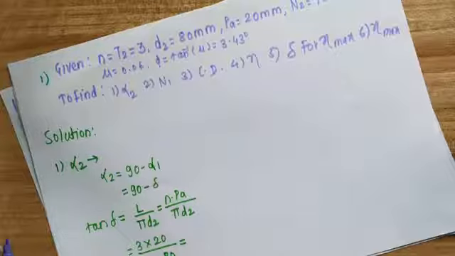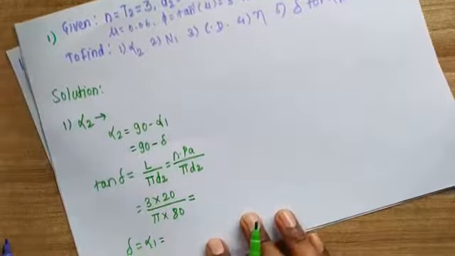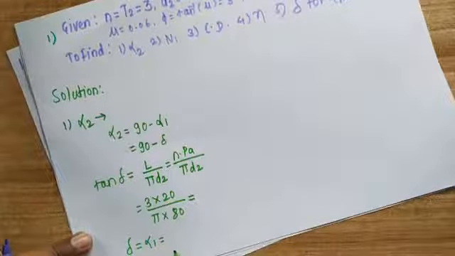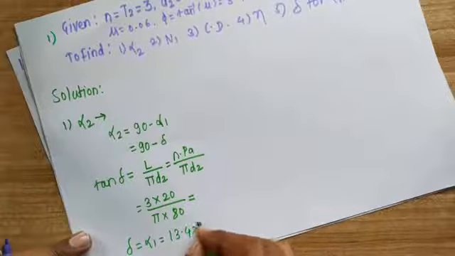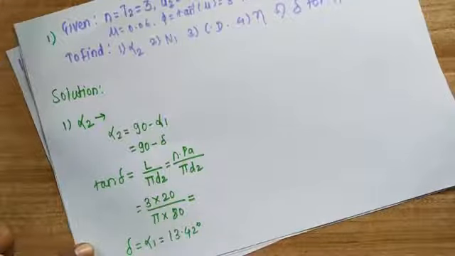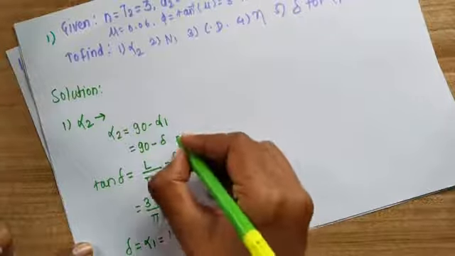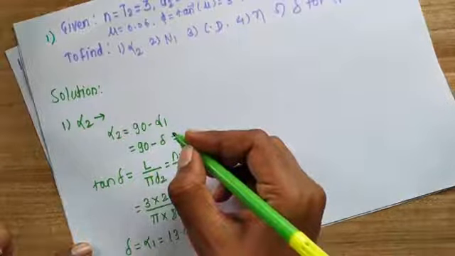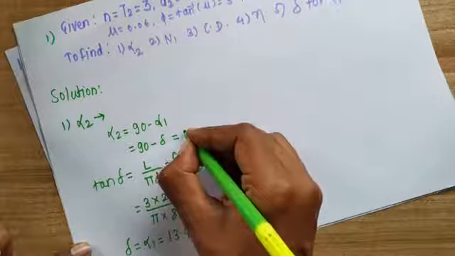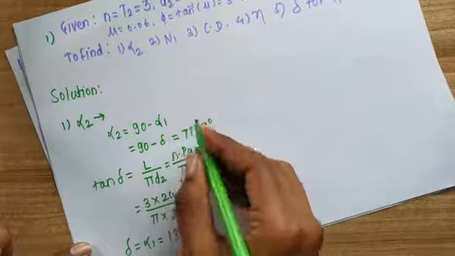Delta, which is nothing but alpha 1, is equal to 13.42 degree. So this is the value of delta, the first value we found. And as delta is 13.42, how much will alpha 2 be? Alpha 2 is 90 minus delta. So alpha 2 is equal to 90 minus 13.42, which is equal to 76.57 degree. So this is our first answer.